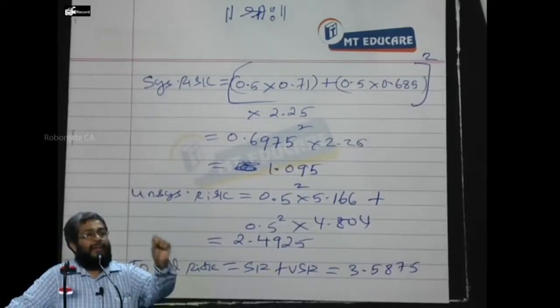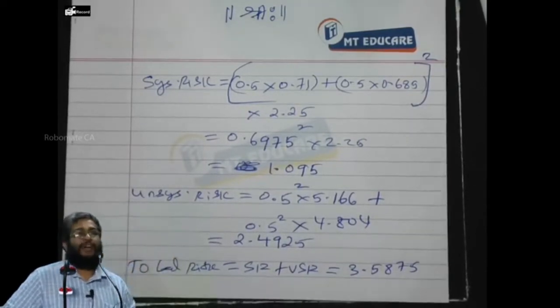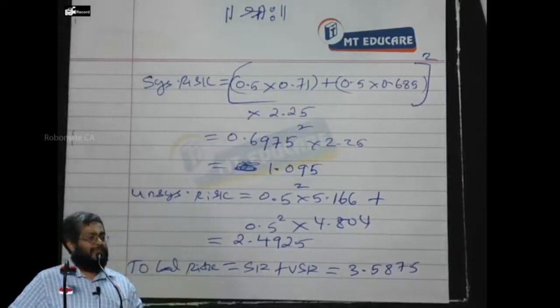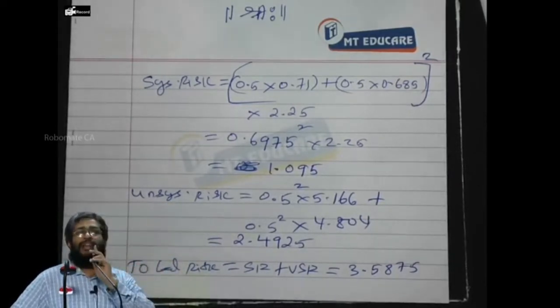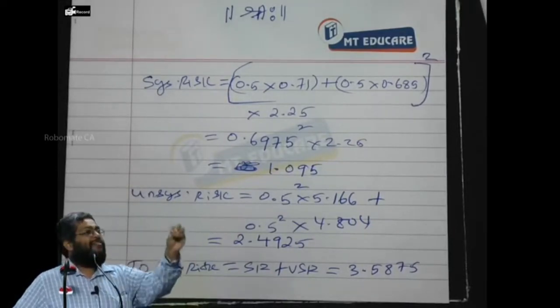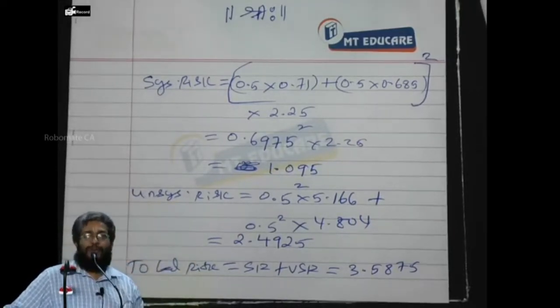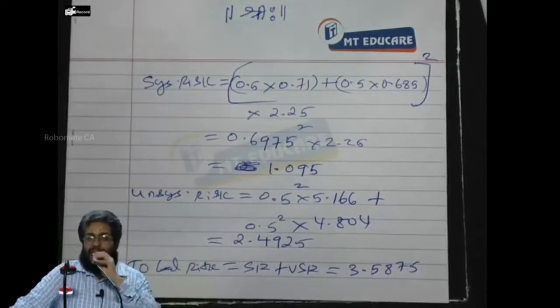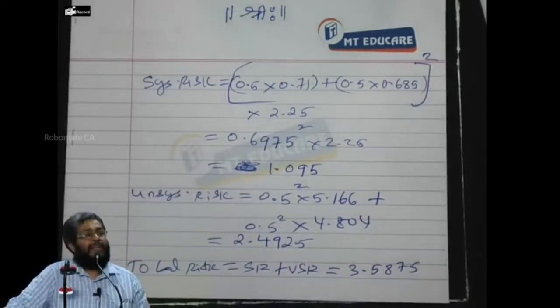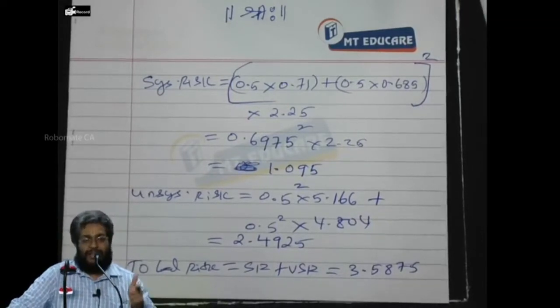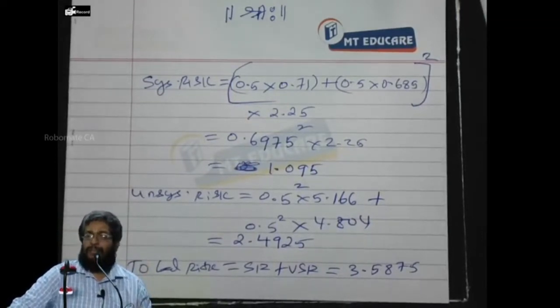Now, tell me the formulas. First of all, I'll ask you all the formulas. We'll go in reverse. What is the variance of a portfolio? Wx beta x the whole square into sigma m square plus what? Wx squared into the unsystematic risk of x plus Wy squared into the unsystematic risk of y.